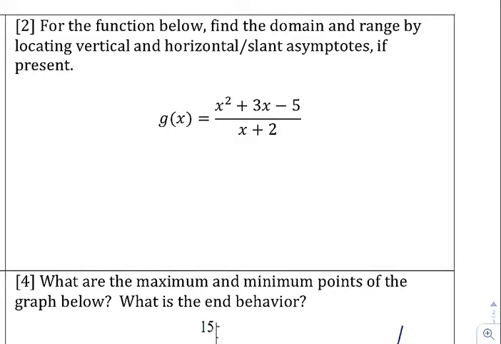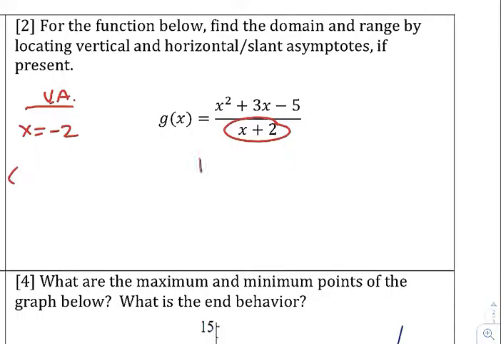So let's do a similar thing here. For the function below, find the domain and range by locating the vertical and horizontal slant asymptotes, if present. Let's go ahead and go with the vertical asymptote first, because that's straightforward, especially because it's given to us in basically factored form. So x equals negative 2 will be our only domain violation.